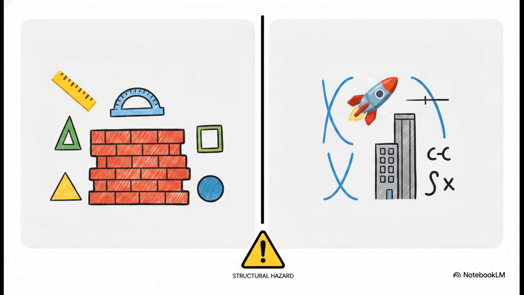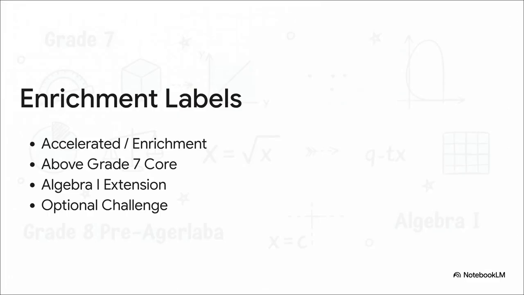The source material is super explicit about this. Algebra I enrichment is great for challenging ready students, but it should never, ever replace the core foundations. Slipping enrichment into core materials without warning, that is a major structural hazard. To prevent those hazards, the curriculum mandates very clear warning signs. Basically, any material built above the core has to be explicitly labeled, whether it says enrichment, an Algebra 1 extension, or an optional challenge. It needs to be there. This stops anyone from accidentally wandering into the high-rise construction zone before they've completely finished their groundwork.